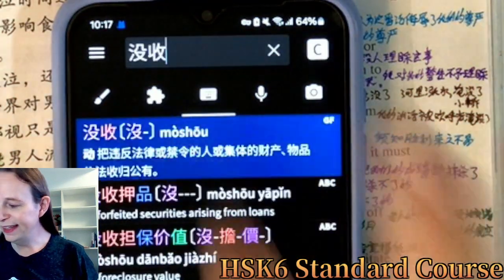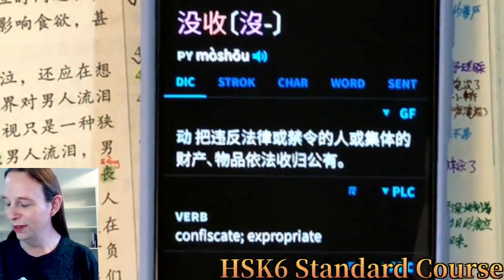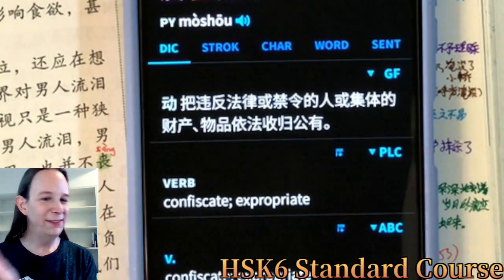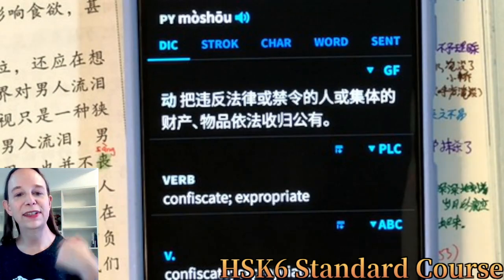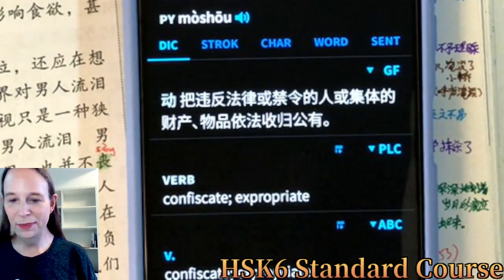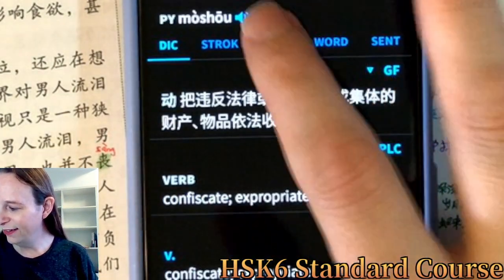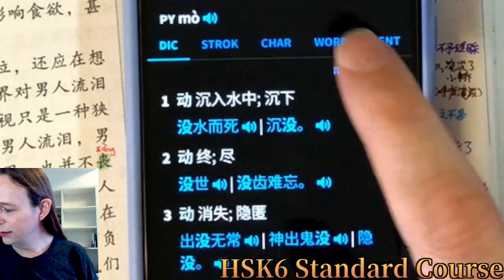I'm not sure. Maybe that's it. More show and yan more. Or maybe there's a few variants of these. More show meaning confiscate. Is there a relationship between those two words? I'm guessing there is. More.